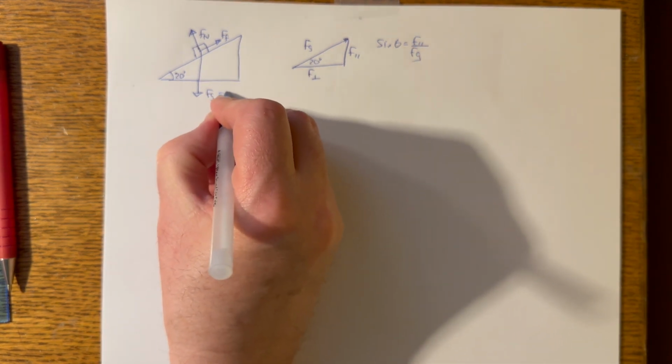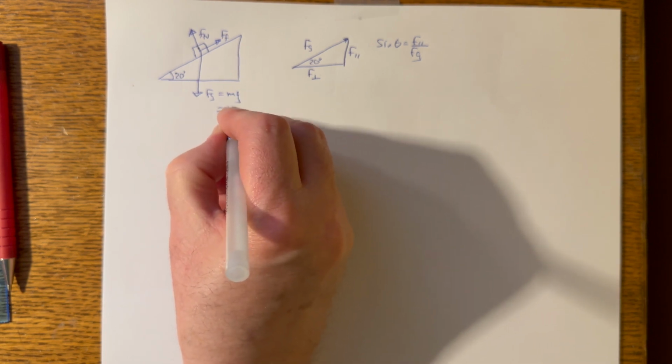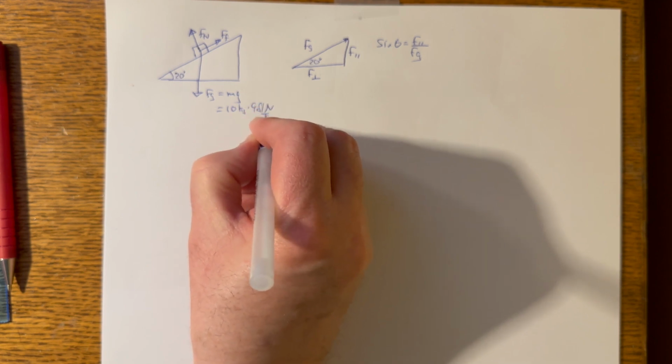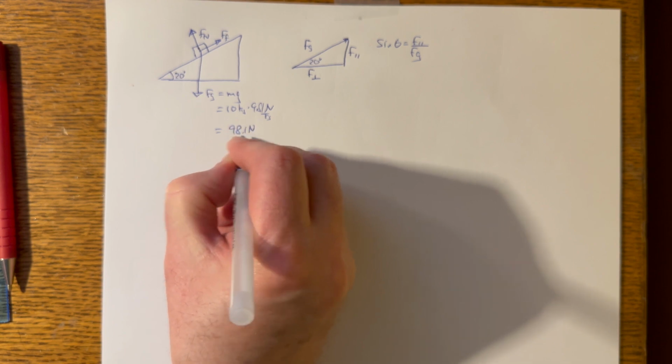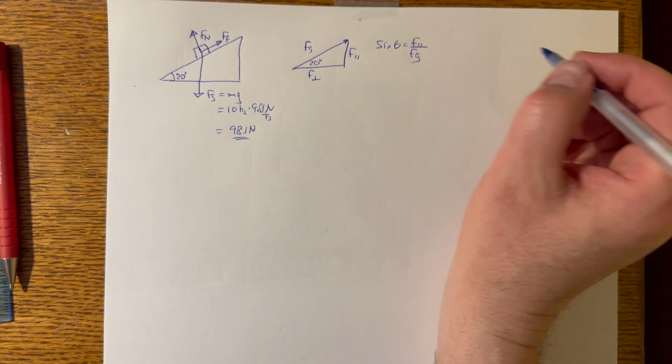Now, what is the hypotenuse? Well, it's the force of gravity, mg. Let's see, 10 kilograms for the mass. 9.81 is what we'll go for acceleration of gravity. So that's 98.1 newtons. Great. So with this, I can calculate the parallel component.